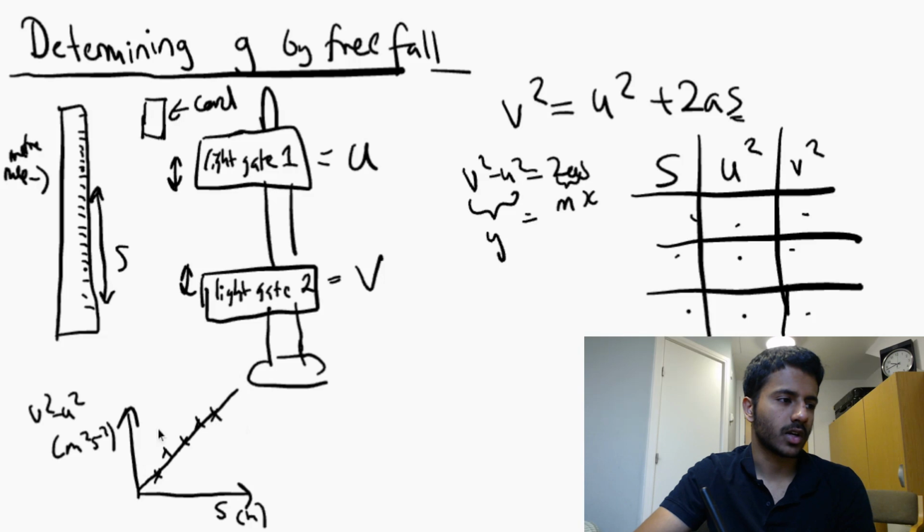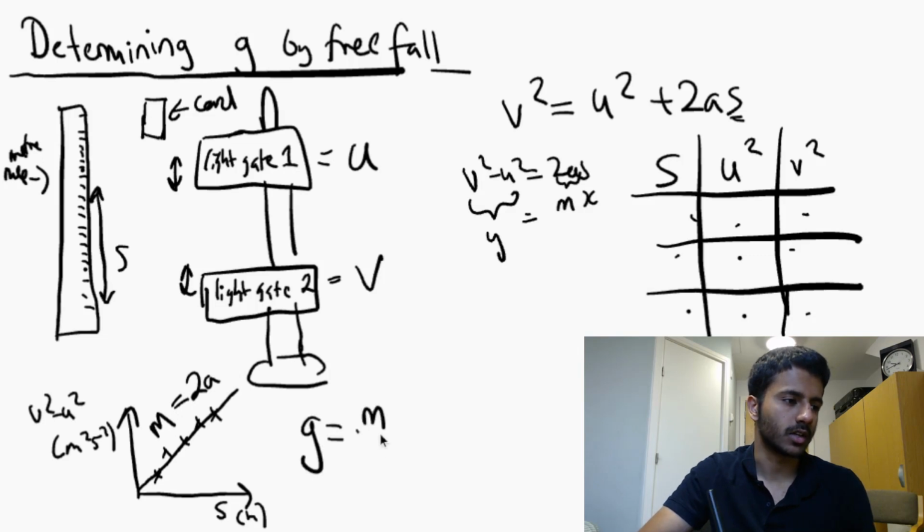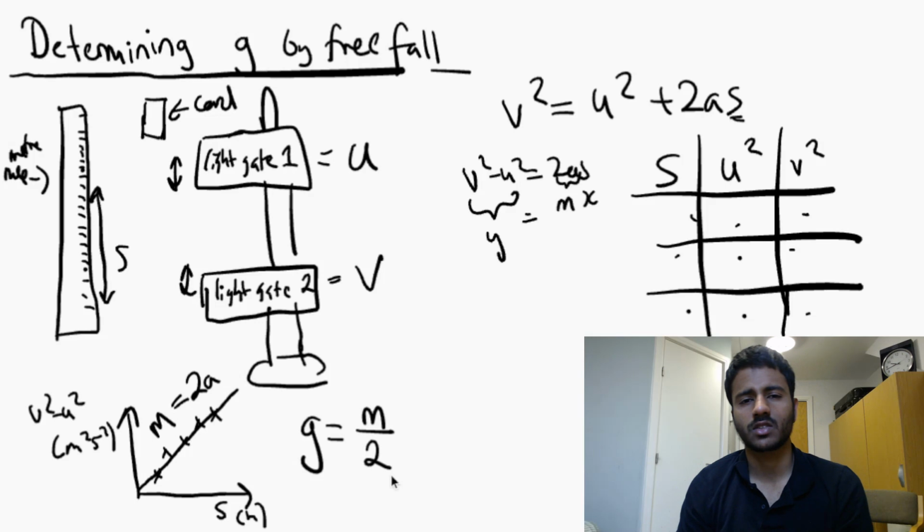And we can now calculate this gradient. And we can see from our equation that the gradient is equal to 2a, where a is equal to g. So your value for g is just simply the gradient over 2. And that's a very simple way to determine the value of g.